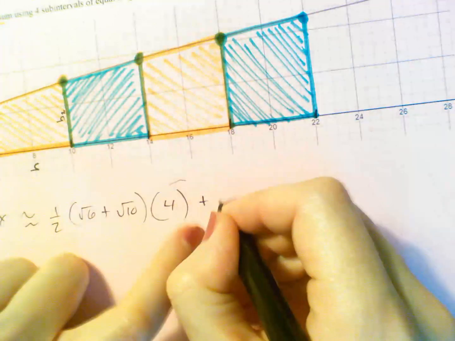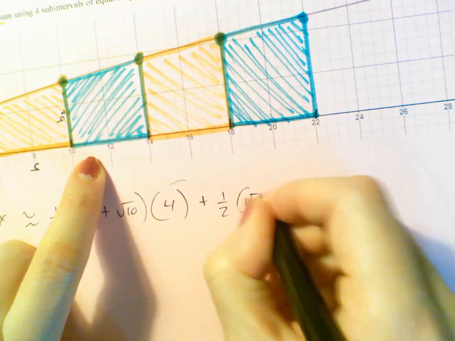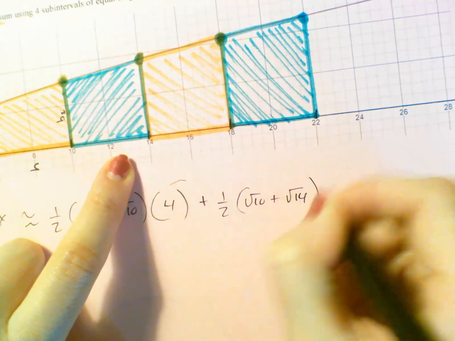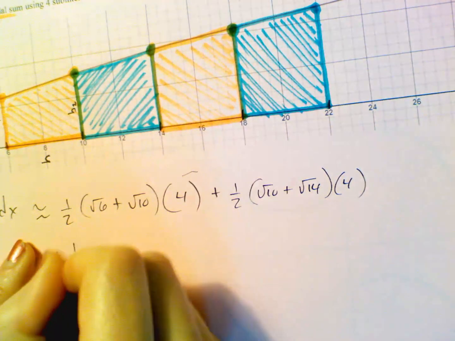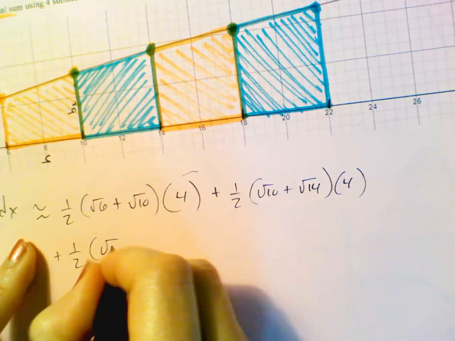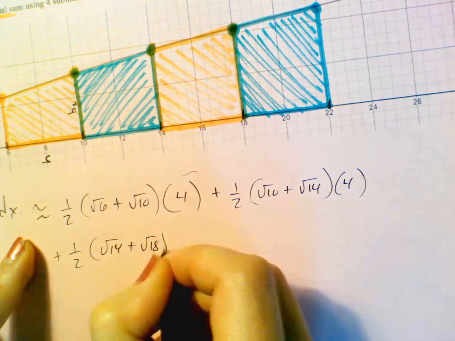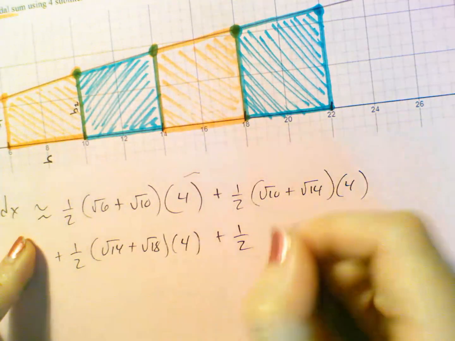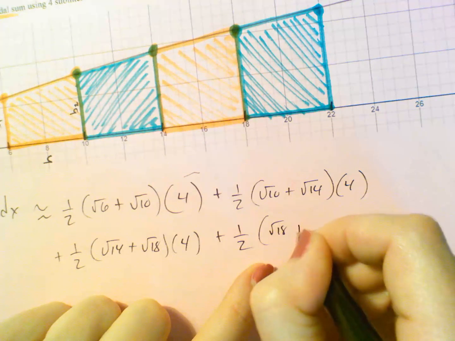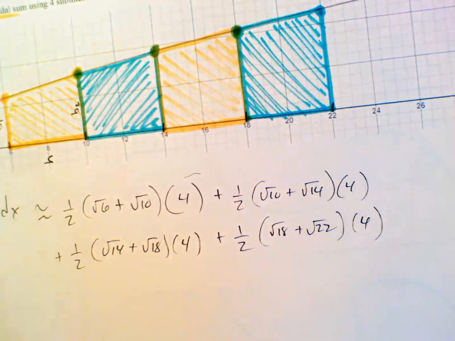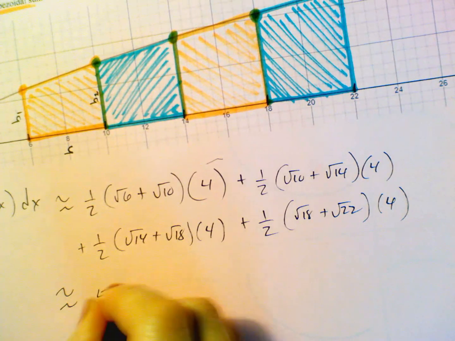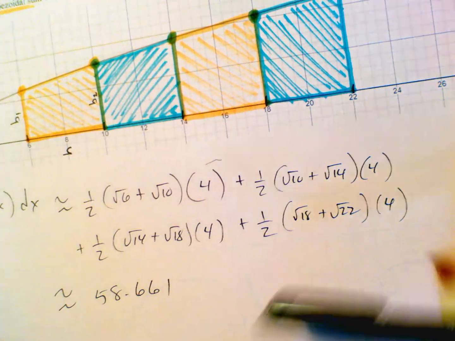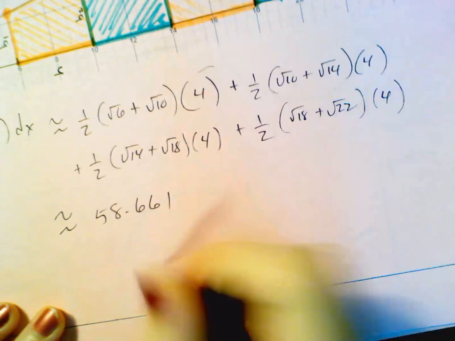Second trapezoid area, 1/2. Base 1 is radical 10, base 2 is radical 14, and the height is 4. I'll just move down here. Plus 1/2 for this third one, radical 14, radical 18, and 4. And this is approximately 58.661. And you will see why in a moment, but maybe you could already see why.